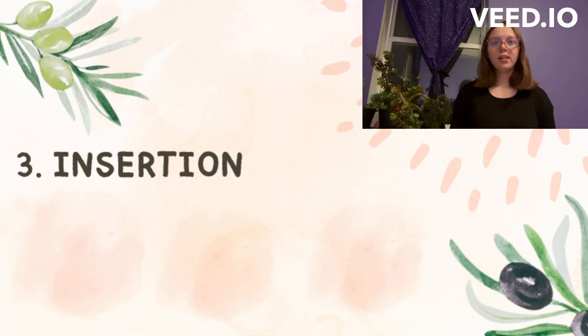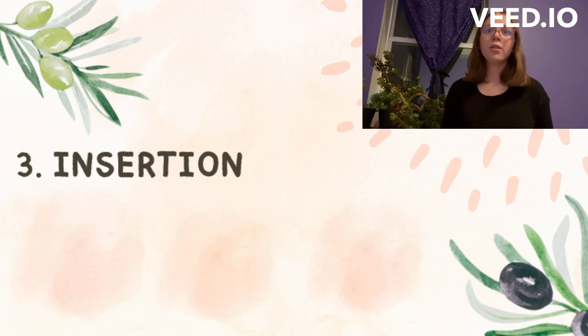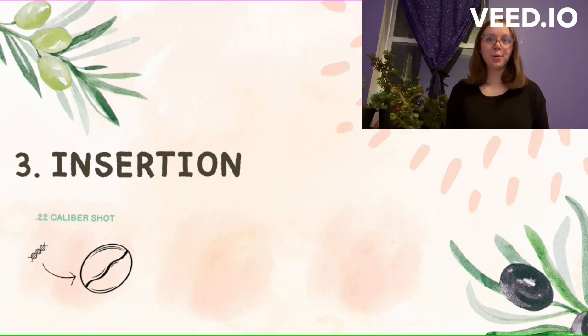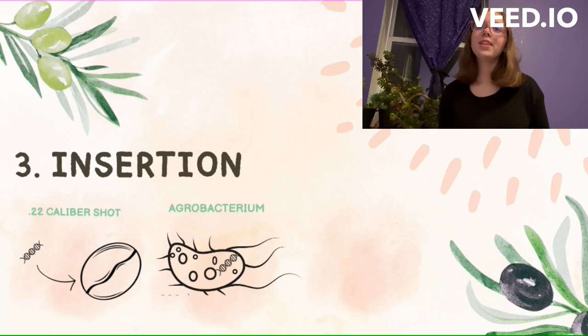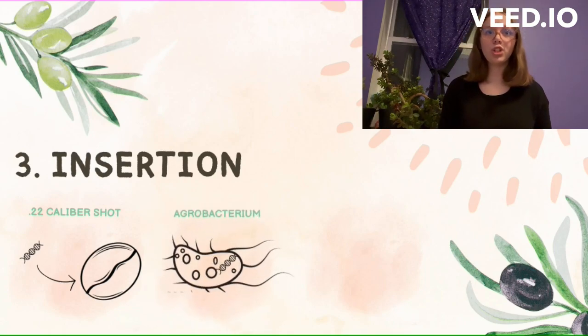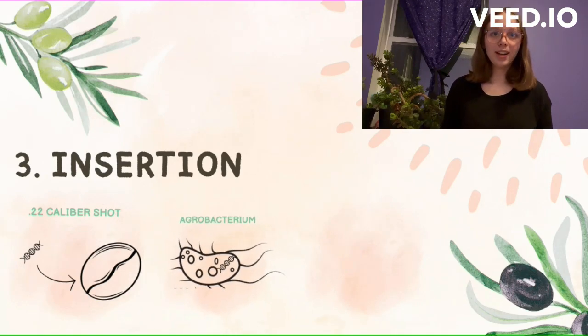The insertion step is essentially the copy-paste stage of GMO creation, but it's not nearly as simple as Ctrl-C, Ctrl-V. There are a few different ways to insert DNA once you have it. Metal particles covered in DNA can be literally shot into a plant seed using a .22 caliber charge. Alternatively, a specific type of bacteria, Agrobacterium, can be used to infiltrate a plant genome and transfer new DNA into the host cells, kind of acting like a natural genetic engineer.